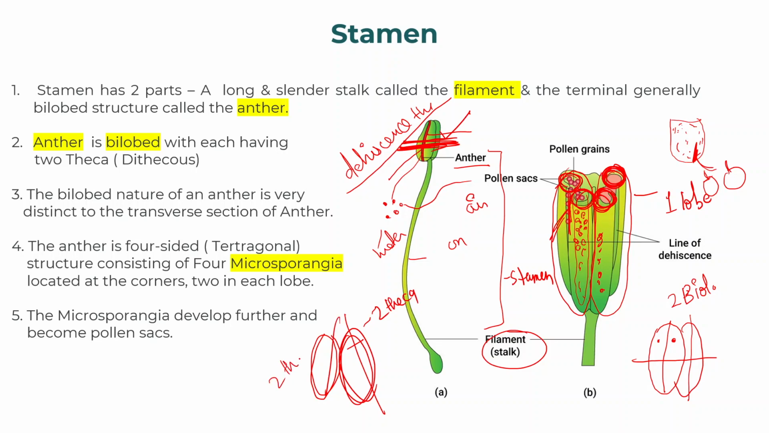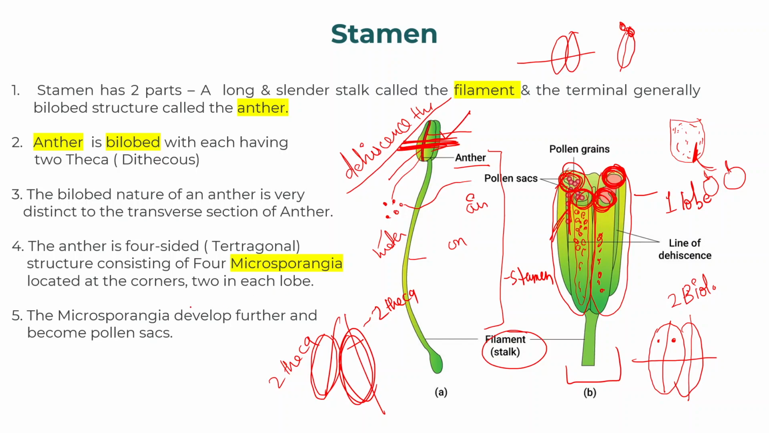This lobe also has two thecas. The bilobed nature of an anther is very distinct in the transverse section, because it looks very different. From the outside we see that it is just bilobed, but when we cut it transversely, we could see that one lobe is actually carrying two thecas, two spaces where we could store the pollen grains. This whole structure is a transverse section of the stamen, which is basically asked to draw in exams, maybe in your board exams.